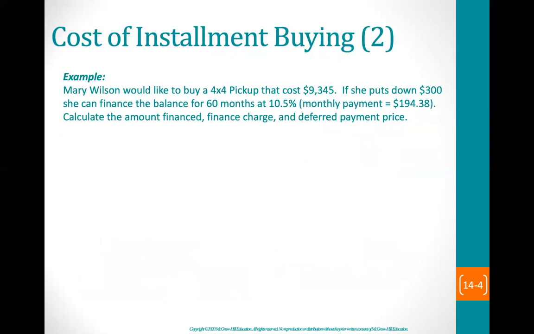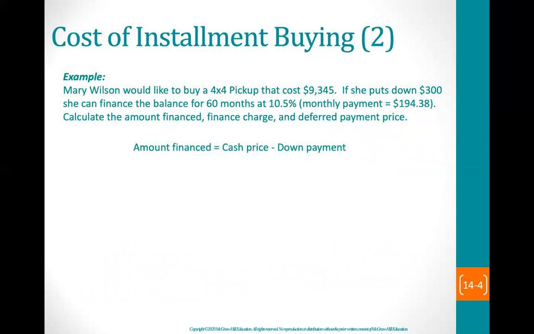So, for example, Mary Wilson is going to buy a pickup that costs $9,345. She's going to put $300 down and finance the balance for 60 months at 10.5%. In this example, it tells you that her monthly payment is going to be $194.38. We need to calculate the amount financed, the finance charge, and the deferred payment price.